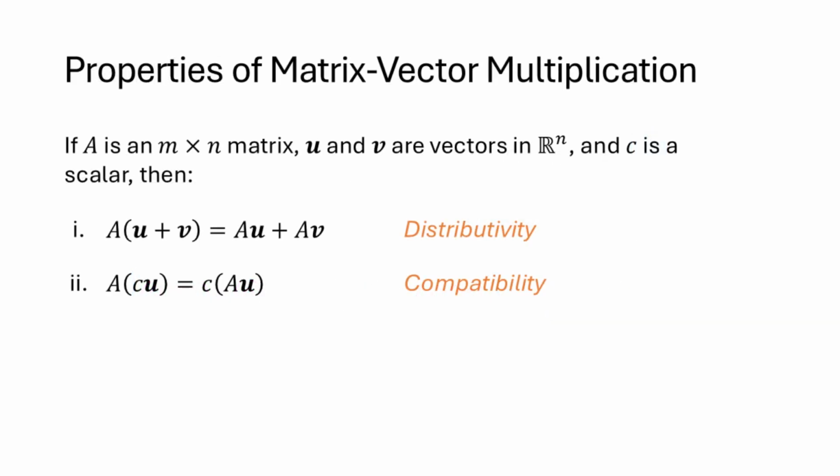One more thing. This new operation of multiplying a matrix times a vector has a couple of nice properties that will be convenient for us going forward. We've got a distributive property, and then we've got a compatibility property. And this just means that this new operation of a matrix times a vector plays nicely with the operations on vectors that we've already talked about, vector addition and scalar multiplication.